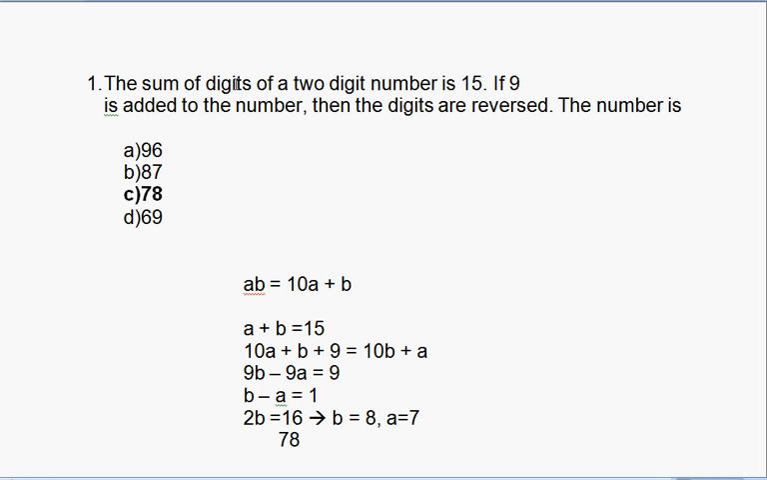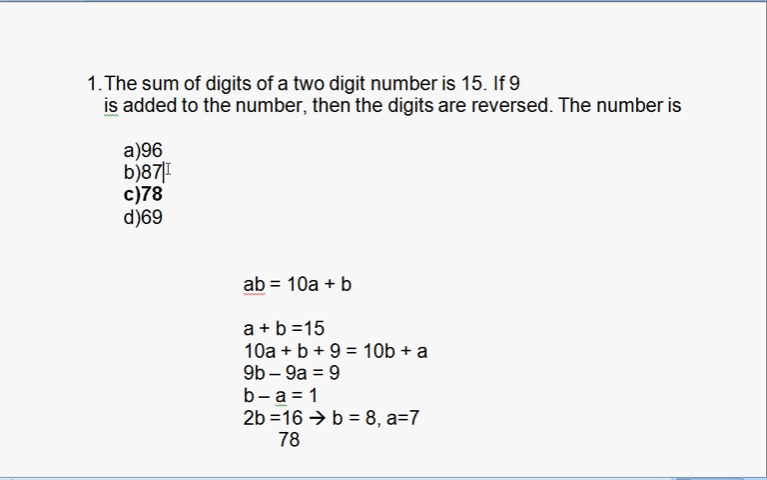When it says the sum of the digits of the two digit number is 15, let's check which of them satisfy. So 9 plus 6 is 15, 8 plus 7 is 15, 7 plus 8 is 15, 6 plus 9 is 15. So this is satisfied. Now if we add 9, the digits should reverse. If we add 9 to this, it should become 69, which is not possible. It would become 100 something, 105, which is not the reverse of the digits.